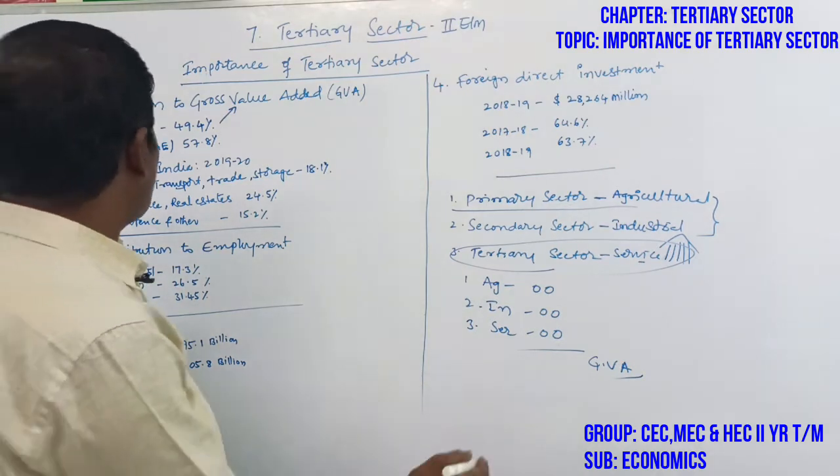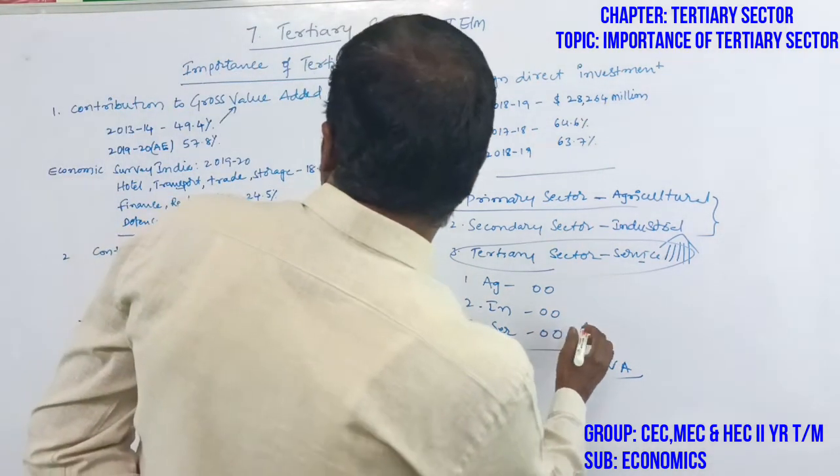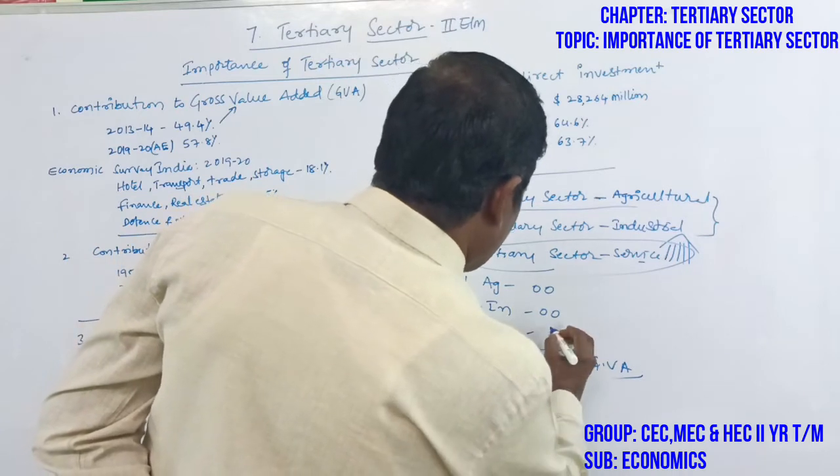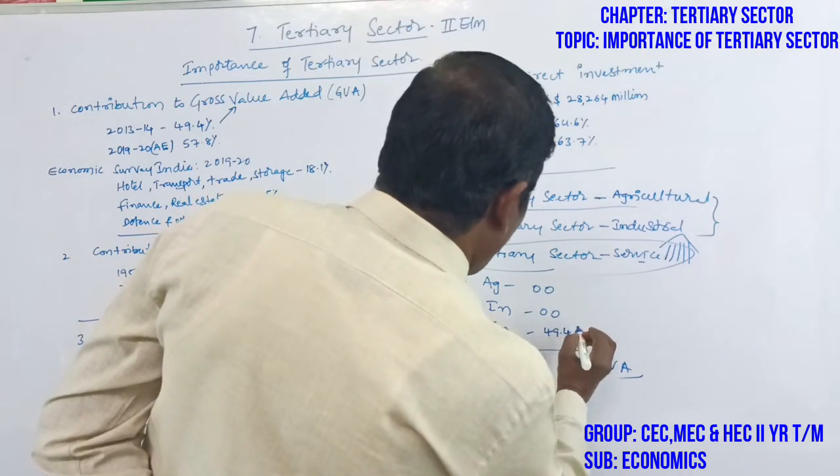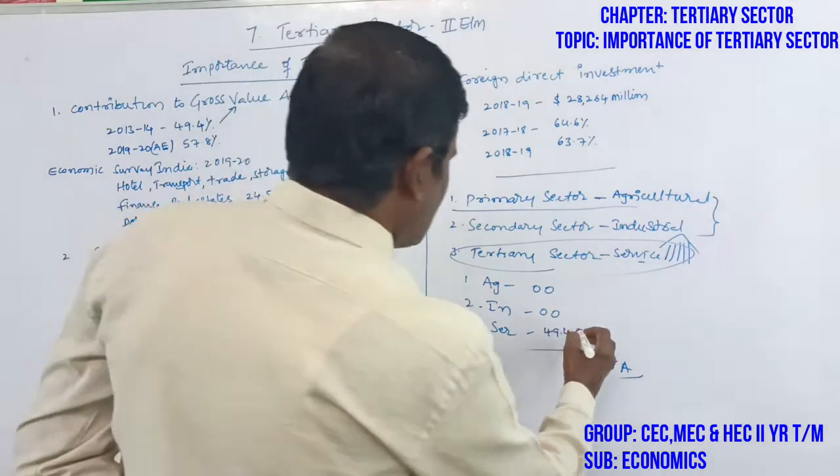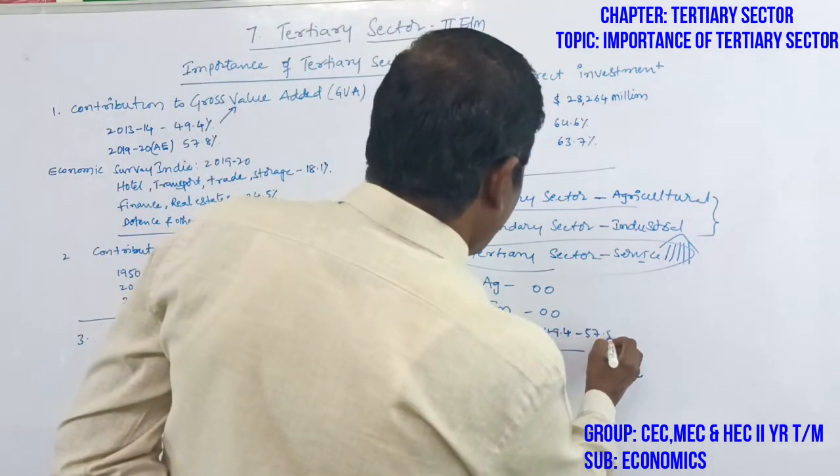to the GVA. Simple. In the initial stage it is only 49.4%. Then it increased to 57.8%.